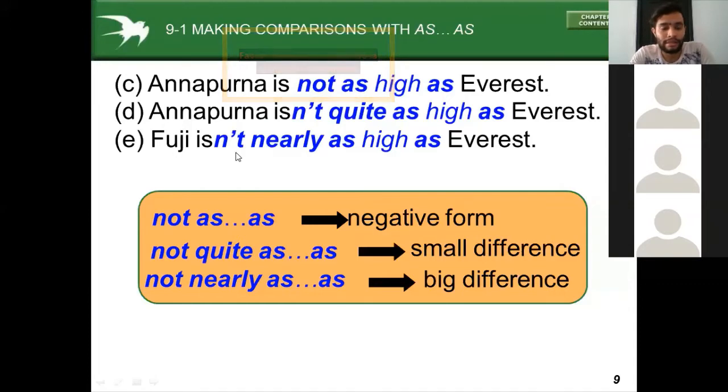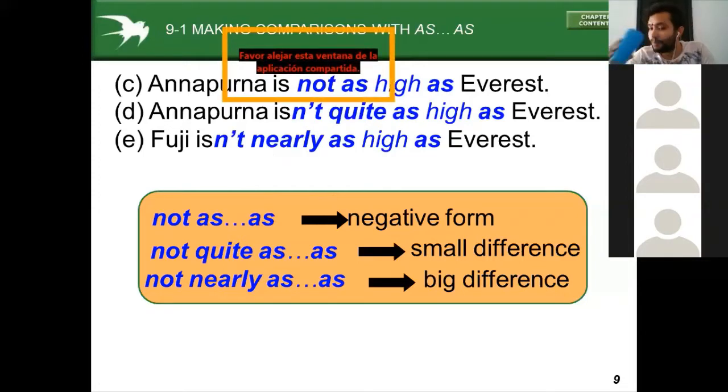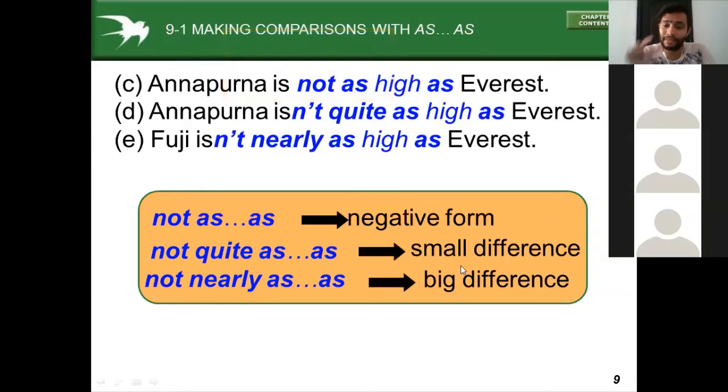O sea, esto lo que quiere decir es como el monte Fuji no está ni cerca de la altura del Everest, right? Es decir, la diferencia es muchísima. So that's why we say nearly. Yes, miss? Solo se puede usar en la forma negativa. Lo puedo usar también en la forma positiva, pero puede cambiar el sentido. Así que vamos a eso, ya se lo voy a mostrar. Right? In the case of the negative, here is only the negative form. Nearly means a big difference, and quite means a small difference, all right?